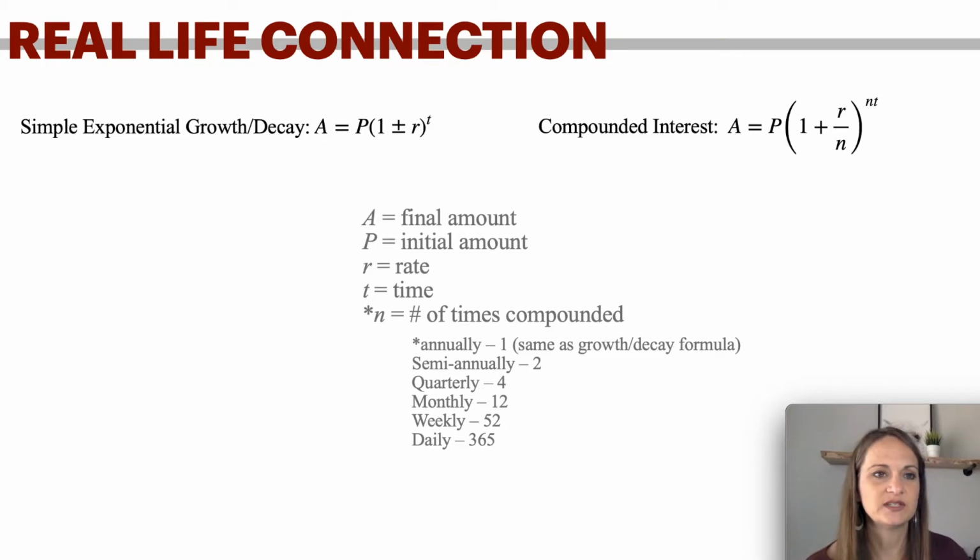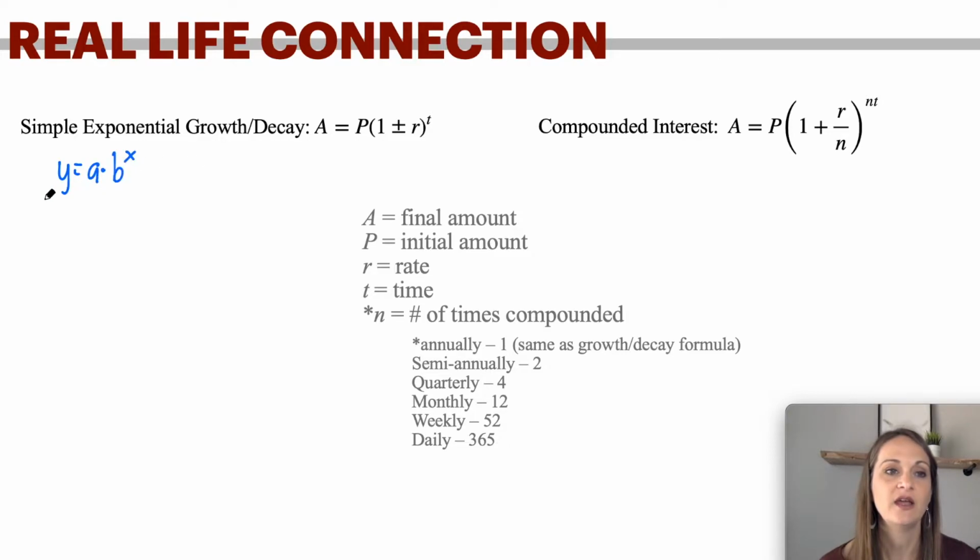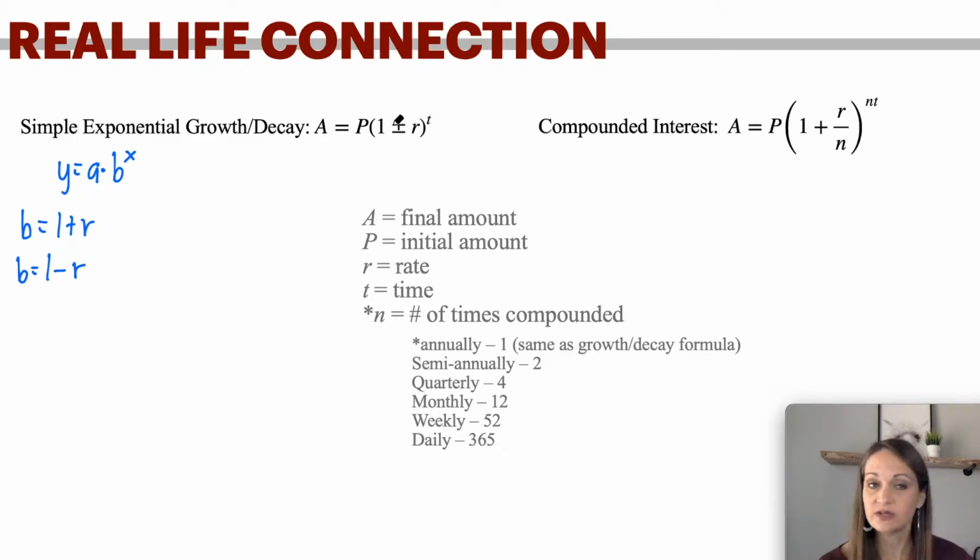In this video, I'm going to be discussing real-life connections that apply to logarithms and exponential functions. For example, there is a formula for simple exponential growth and decay, which in the past we looked at as y equals a times b to the x. But then we had to say that b was 1 plus r if it was a growth, and b was 1 minus r if it was a decay. Now, instead of having to remember all that, you can remember it in the formula of this. If it's a growth, it's plus, and if it's a decay, it is a minus.